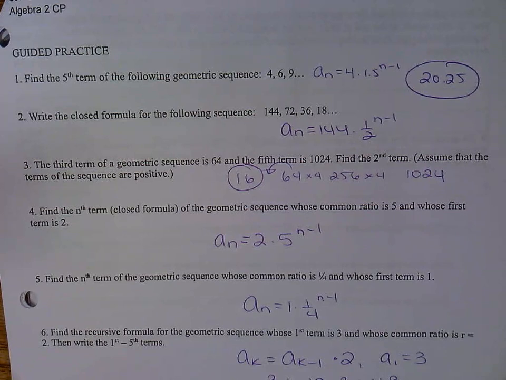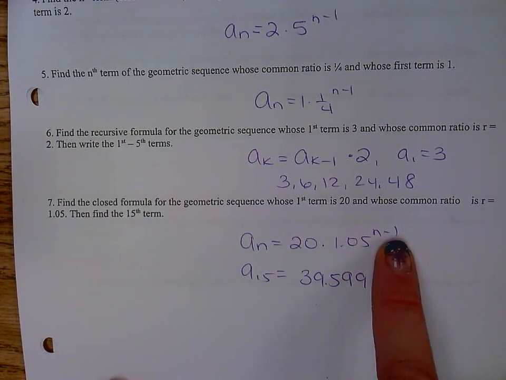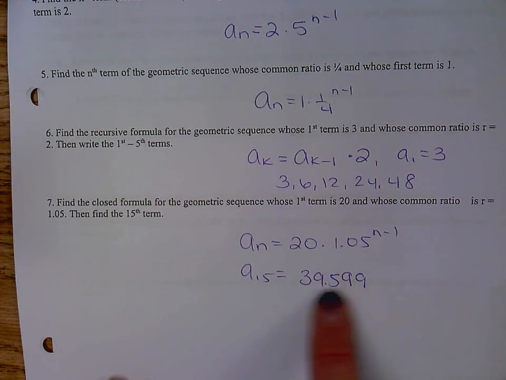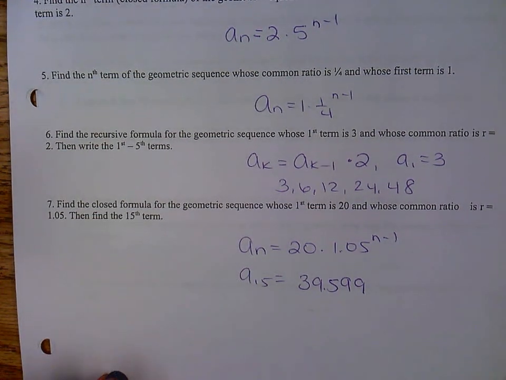On number 3, did anyone have trouble finding the r value? Because if you couldn't figure it out in your head, you could say that 64 times r squared equals 1024. Divide by 64 on both sides and take the square root. You'll get 4 as your r value without having to guess and check. This one, they gave you all the information and you just had to write it as a formula. So you have to memorize that formula. And the last one was when you plug in, what do you have to plug in? The 15th term, 39.6. You want to use the closed formula.